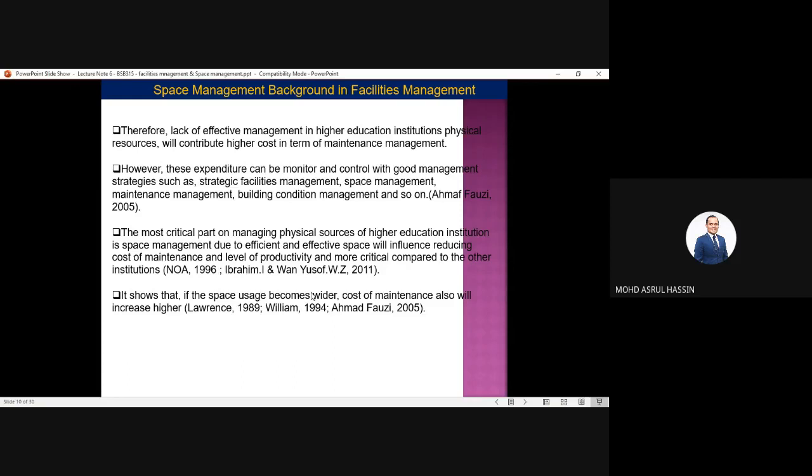Okay, the most critical part of managing physical sources of higher education institutions is space management, due to efficient and effective space influencing reduced cost of maintenance and level of productivity, and it is more critical compared to the other institutions. Means that if we do not manage well in space management, it can also affect the efficiency and effectiveness of facilities management, and also it can increase the cost of maintenance. This discusses how important space management is in facilities management.